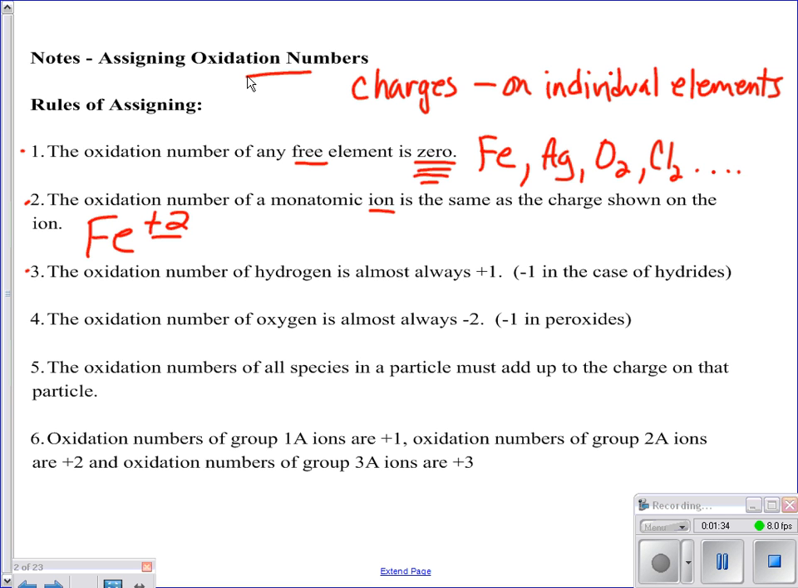Number 3, the oxidation number of hydrogen is almost always going to be plus 1. Now, this is the case for most of the times that we see hydrogen. Maybe it's an acid like hydrochloric acid. Yep, it's going to be plus 1. Or as water, you've got that hydrogen there. You've got a plus 1 charge for it. Or maybe you see it in an organic compound like methane. Well, that hydrogen is going to be a plus 1. So you're almost always going to see it as a plus 1.